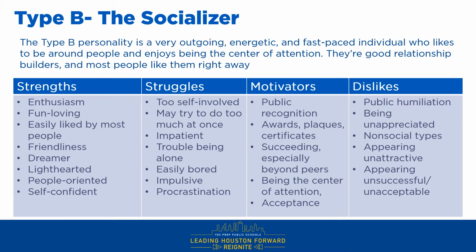and gaining acceptance. Type B individuals may dislike public humiliation, which is being embarrassed in front of other people, being unappreciated, non-social types, so they don't like people who don't like being in social situations sometimes, appearing unattractive, or appearing unsuccessful or unacceptable to other people. Next, let's take a look at personality type C.